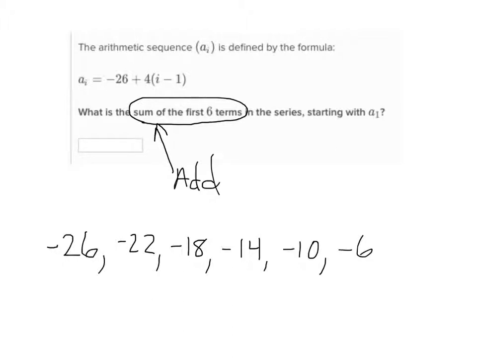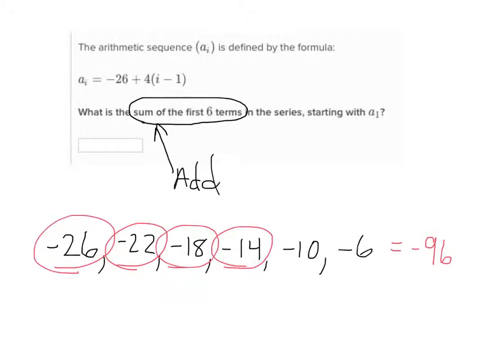And now they want me to add them all up. So take your calculator and add them all up and tell me what you get. When you add them all up, you get -96. And that's -26 plus -22 plus -18 plus -14 plus -10 plus -6. That's what that is right there.